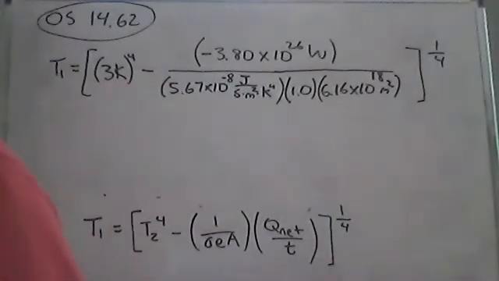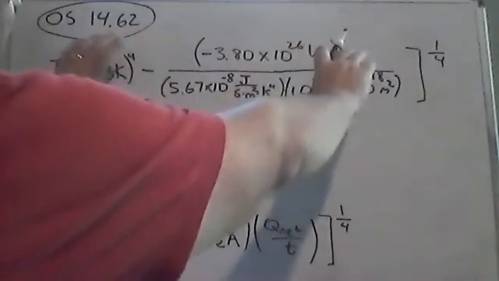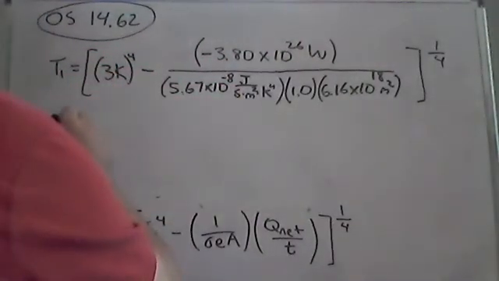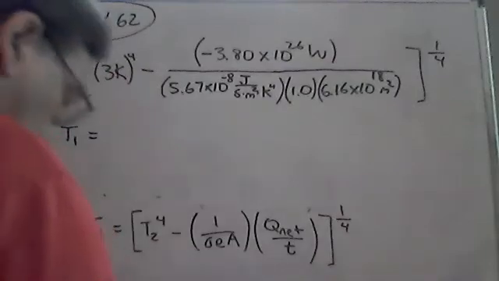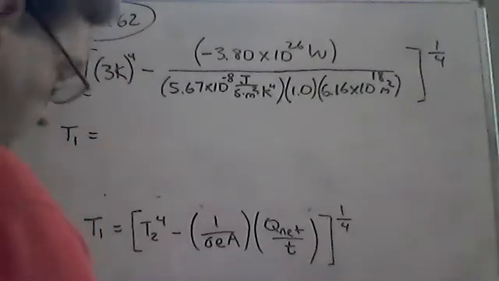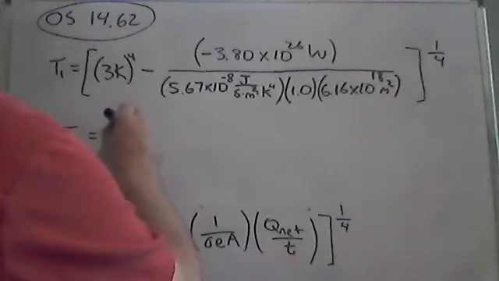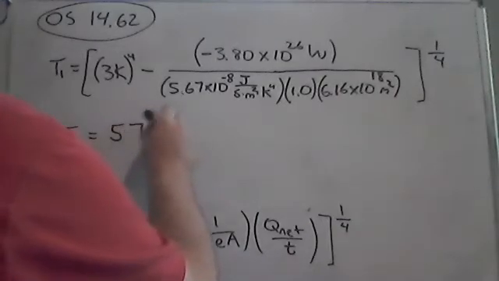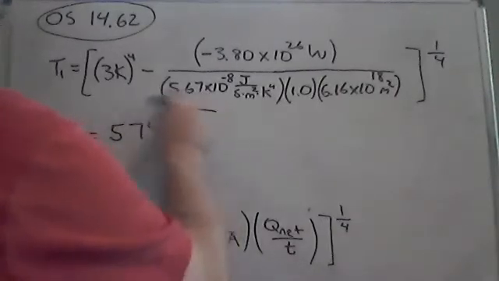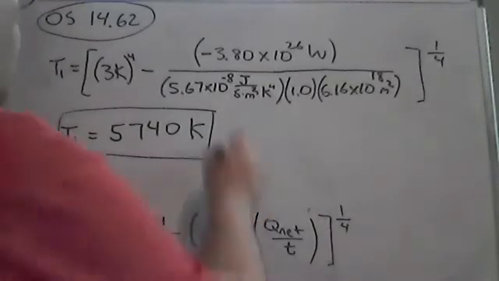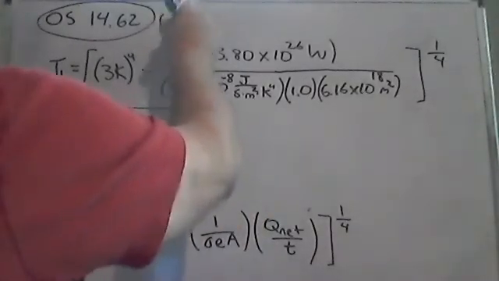All right. When you work all this stuff out, you calculate all of this. You take the 0.25 power of everything. You'll find out that T1 is, we get 5,740 Kelvin, which is about the known temperature of the sun. So it's very hot. 5,740 Kelvin. That would be the answer to part A.